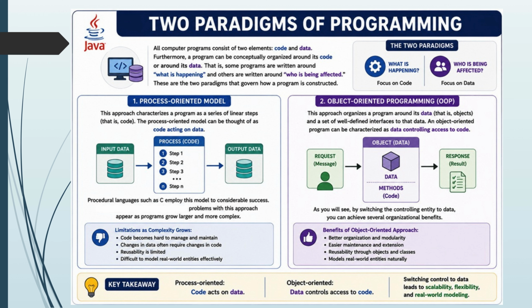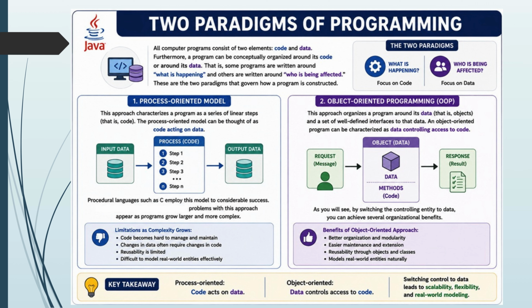First is the process-oriented model. This approach characterizes a program as a series of linear steps, that is, code. The process-oriented model can be thought of as code acting on data. Input data, arrow, process (code), arrow, output data. First step 1, second step 2, third step 3 and so on, step N. Procedural languages such as C employ this model to considerable success.